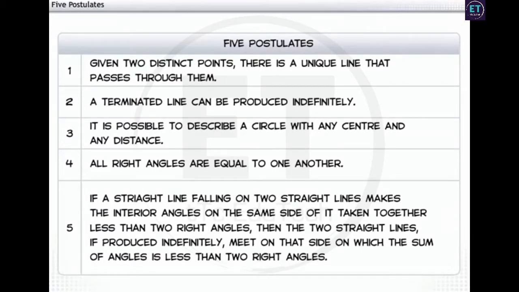From the postulates, we can understand that Euclid stated these postulates as patterns observed among the geometric constructions. Postulate 3 introduces us to the concept of circles, while Postulate 5 gives us the condition to check whether 2 lines are parallel or not.